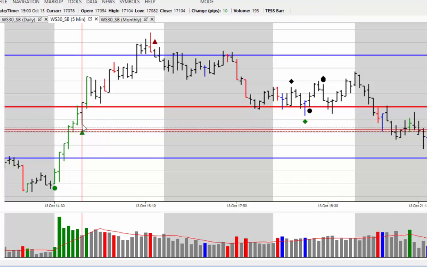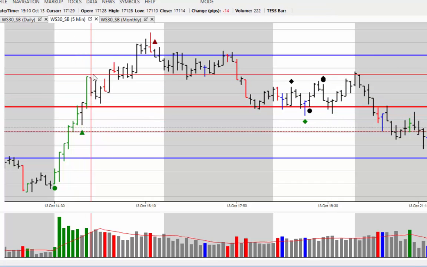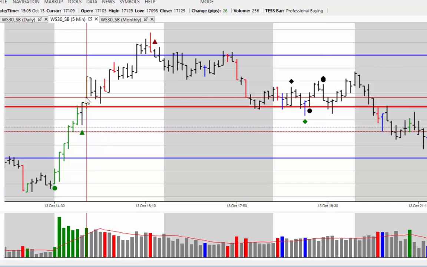Now notice here the market goes through and then drives through with this green buying. Now if the market's going to continue through one of these lines, that's what it is you want to see.